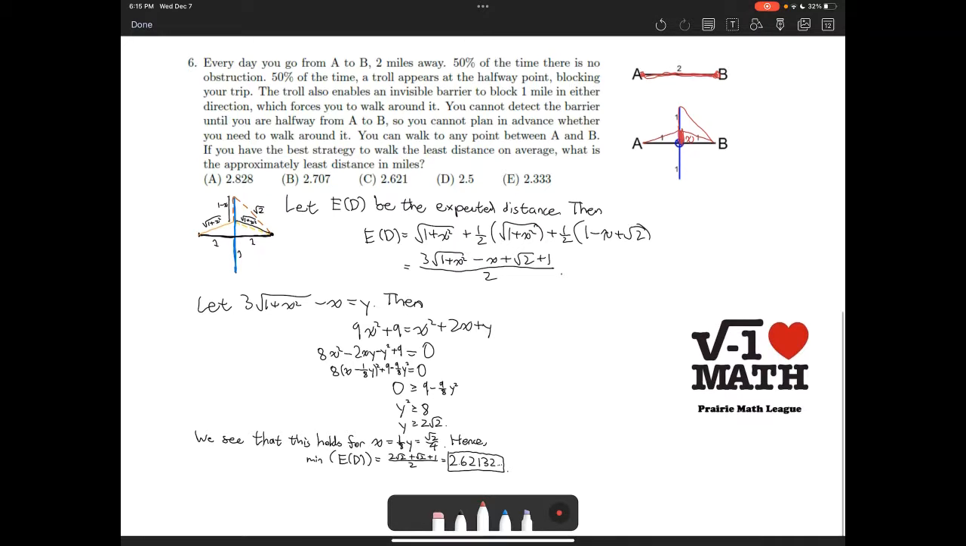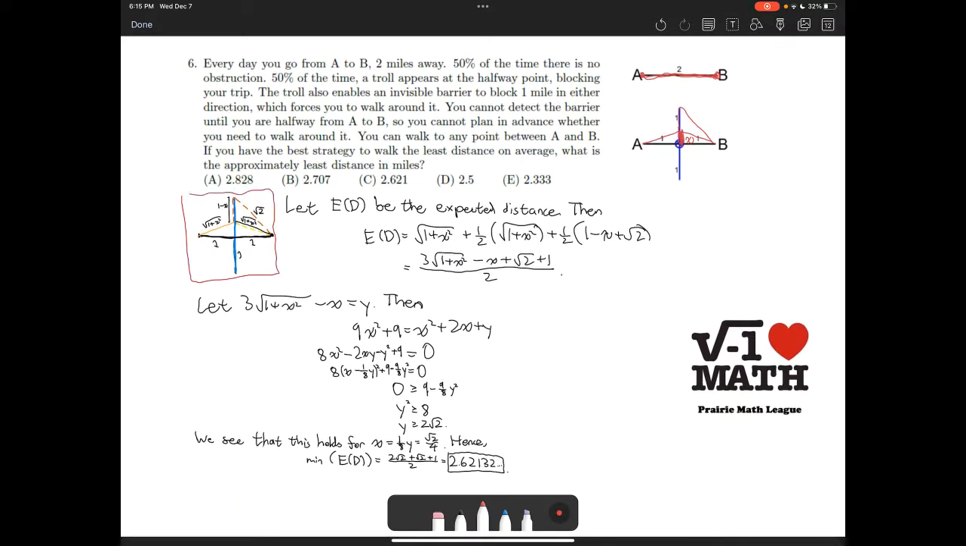And we can now use this diagram here. So this is x, and as you can see, I've already labeled some side lengths here. So let E of D be the expected distance. Then we can see that we have to walk this part first. Then either there's no troll and we walk this part, or there is a troll and we walk this part. And just sum the corresponding lengths. And note the 1/2 here because of the expected value, average. And we get this expression here, which can be quite hard to minimize.